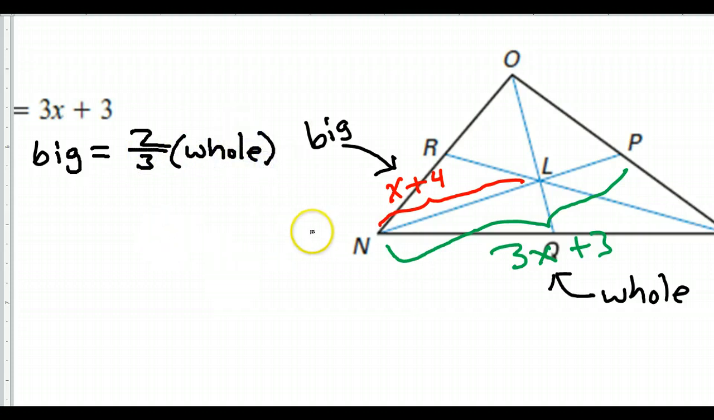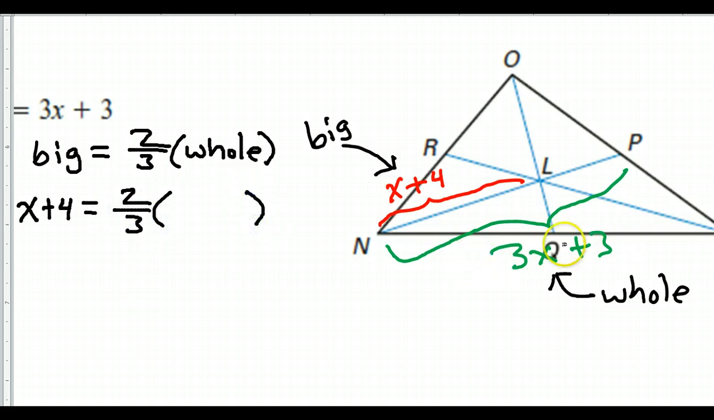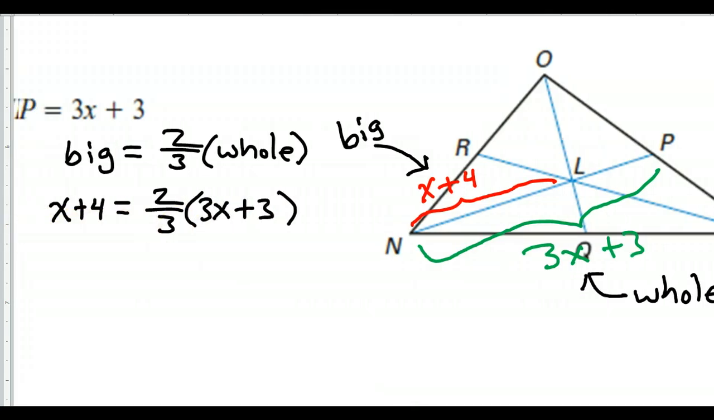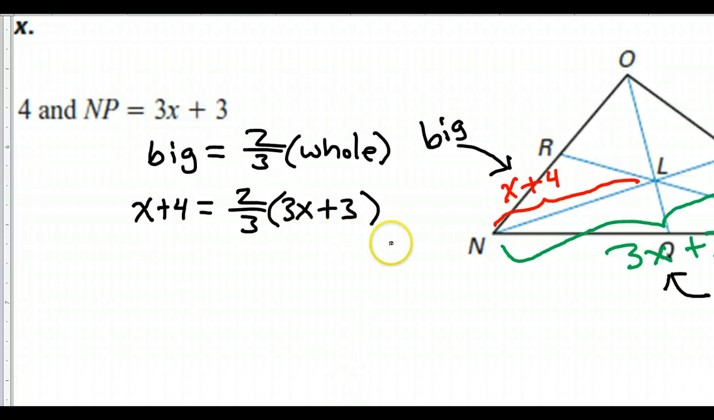Now my expression for the big piece is x plus 4. So I'm going to have x plus 4 because that's the big piece. And that's going to equal 2/3 of the whole thing. The whole thing is 3x plus 3. So that's going to be 2/3 times 3x plus 3. Now what we need to do is just solve this equation for x. But how do I solve this equation for x?